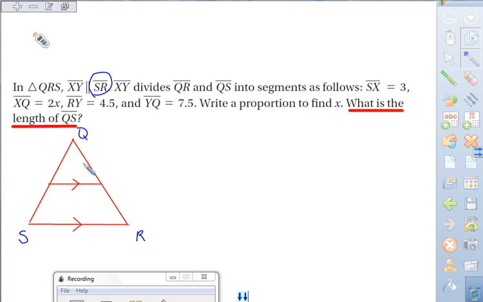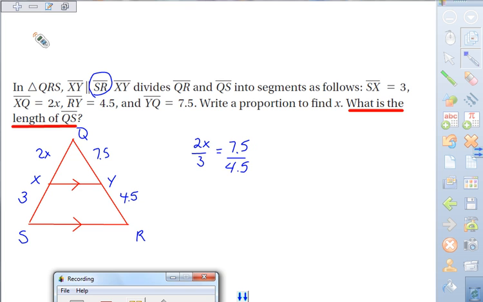XY divides QR, so that SX is equal to 3, and XQ is equal to 2x. So then I know that this is my 3, this is my x, and this is my 2x. RY, so that makes this Y, is 4.5, and YQ is 7.5. So there's my setup, and that's probably the hard part about this question. So now I can just set up my proportion.